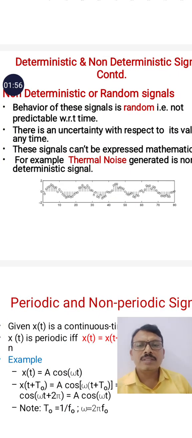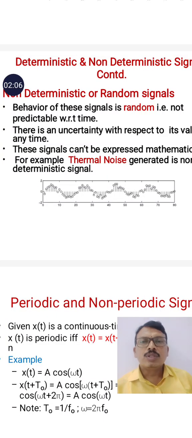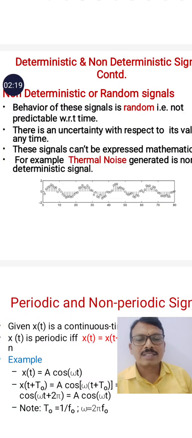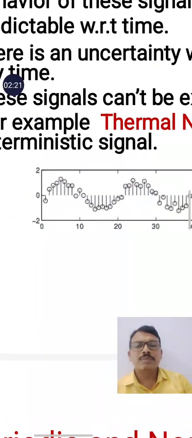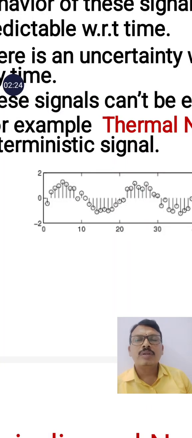A random signal is one that we cannot represent by any mathematical equation. That is called a random signal. The best example of a random signal is the noise signal. Random signal means the amplitude of the noise signal varies up and down in an irregular manner. That is called a random signal.